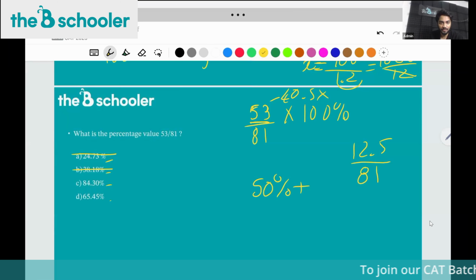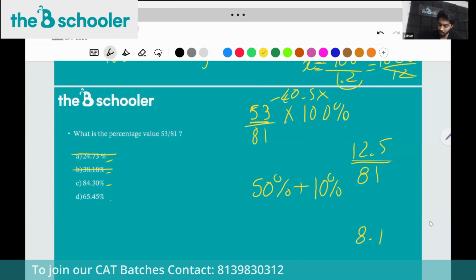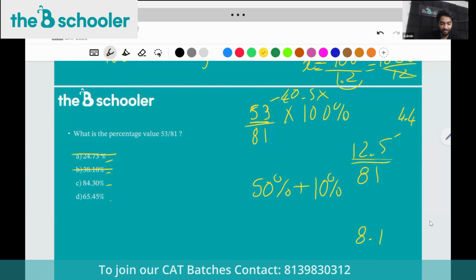Right? We have to find the percentage of this. What will 10% of 81 be? 10% of 81 is 8.1, right? So this 12.5 has another 8.1 in it. Remove that 8.1 and write, okay, I know that 10% is also definitely there. So after removing 8.1, you will get 4.4 left.